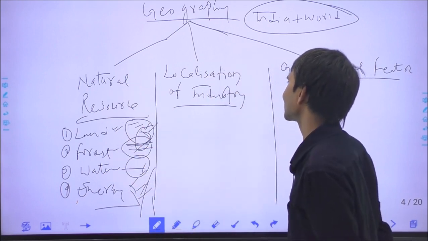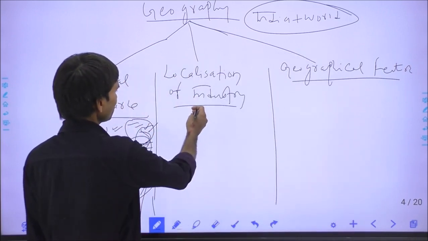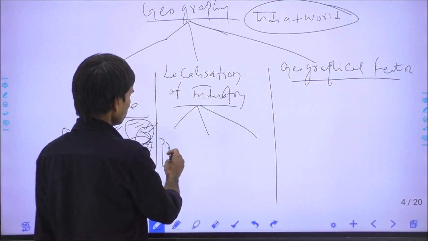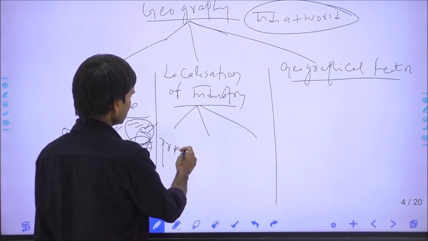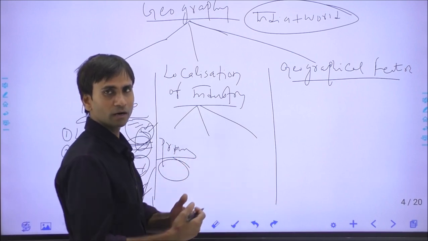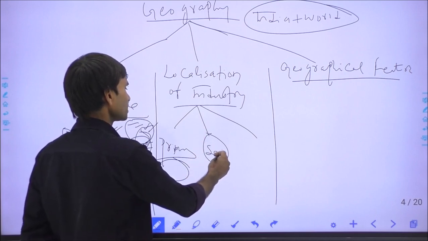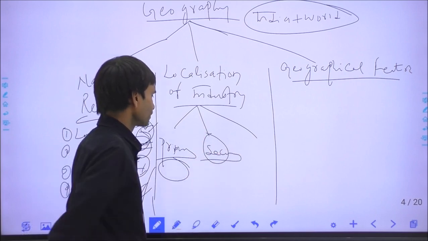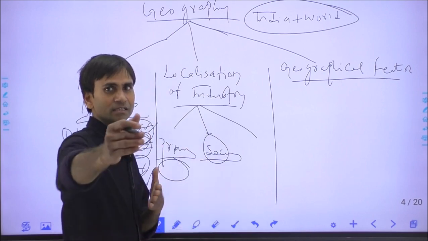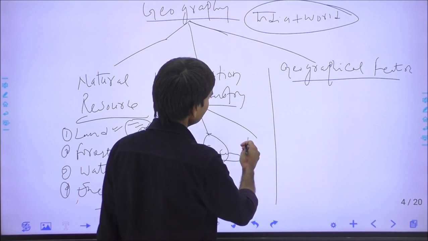Localization of industries, the localization of industries in primary, secondary or tertiary sectors. You know, primary sector industries are localized or settled very close to the source of raw materials. Secondary industries may be established in remote areas, at a great distance from the source of raw materials, and this is the tertiary sector.